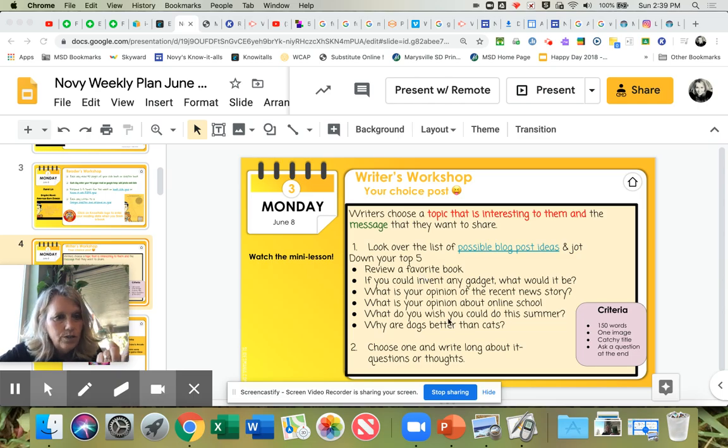Today is choose what to write about, think about your message, and then just do a quick draft, right? It's a quick write. Here are some ideas though. So writers choose a topic that is interesting to them and think about the message that you want to share. All right. So look over the list of possible blog ideas. If you don't have something right at the top of your mind where you can just jot out a few things you might want to write about, then you can use this list.